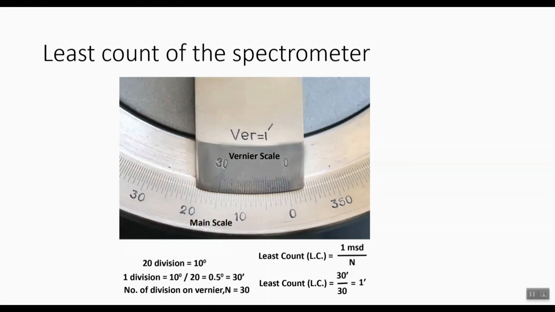1 degree is equal to 60 minutes. So that means 20 divisions on the main scale is equal to 600 minutes. So 1 division is equal to 10 degree divided by 20, or 600 minutes divided by 20, and that is 0.5 degree, which is also 30 minutes. Now the total number of divisions on the vernier is 30. Least count is defined as the ratio of value of one main scale division to the total number of divisions on the vernier. So that is 30 minutes divided by 30. So that is equal to 1 minute. So the least count of this spectrometer instrument is 1 minute.